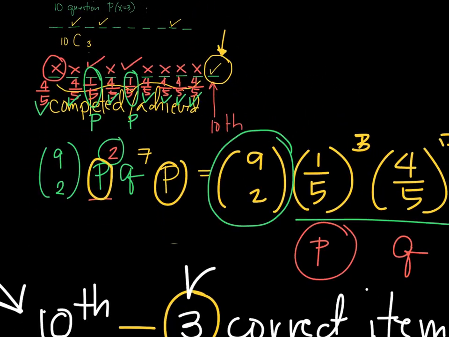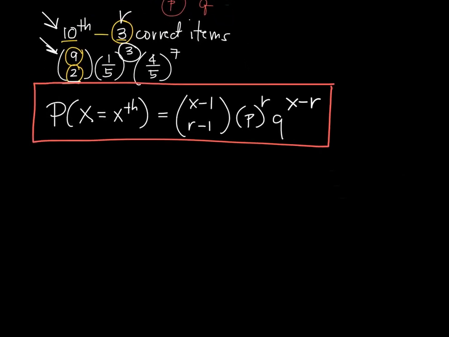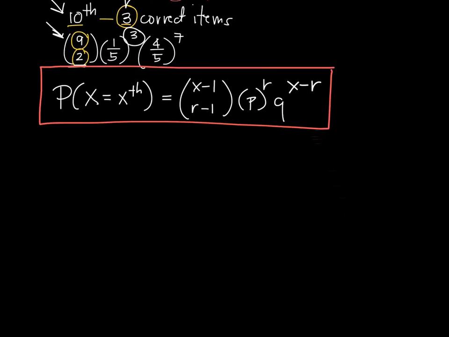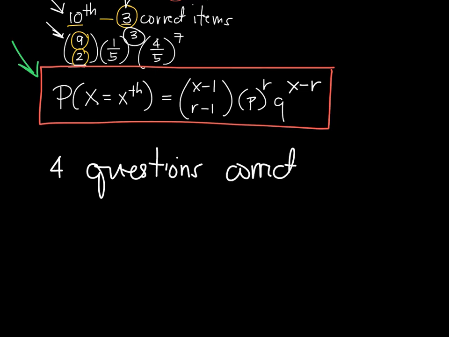Okay? Now to support the understanding of the negative binomial, let's have a follow-up question so that you can fully understand what I was able to establish here. Suppose that you still answer the 20 items. This time, the goal now is, what is the probability that you get 4 questions correctly by the 13th question?